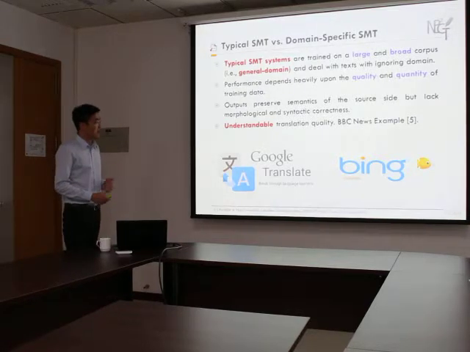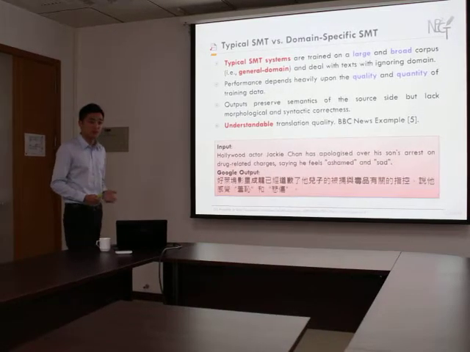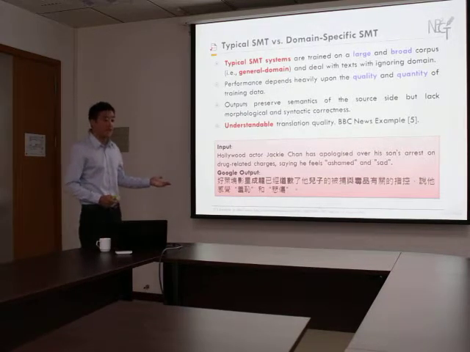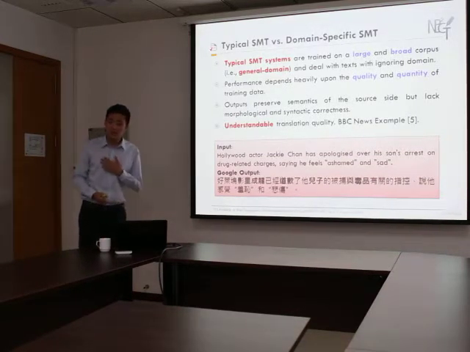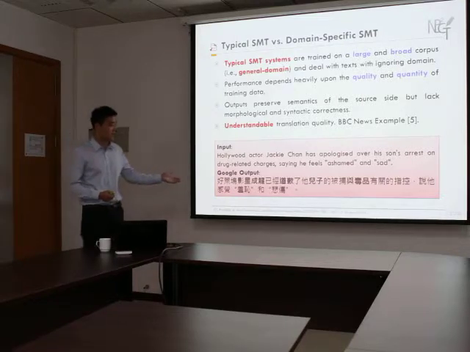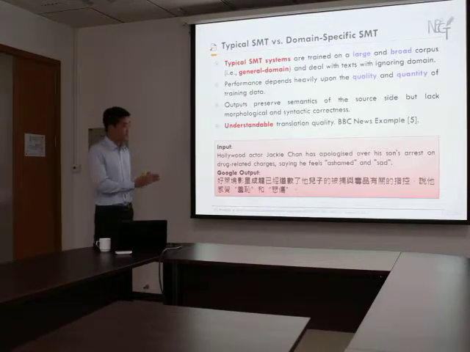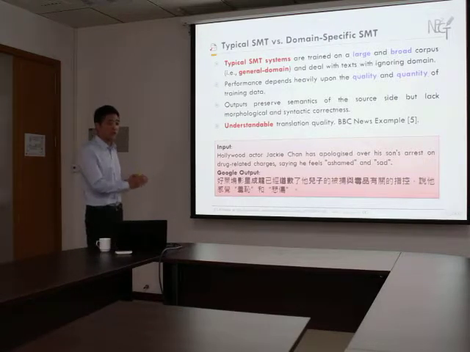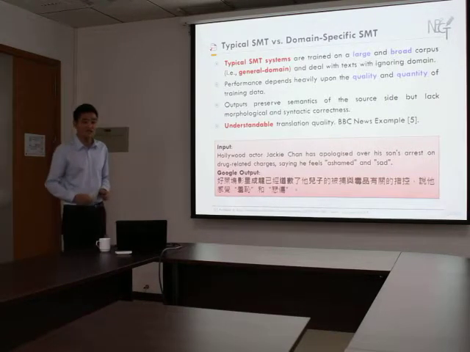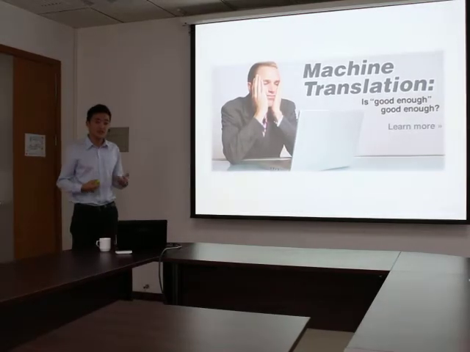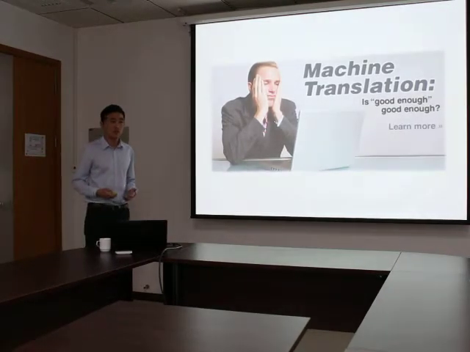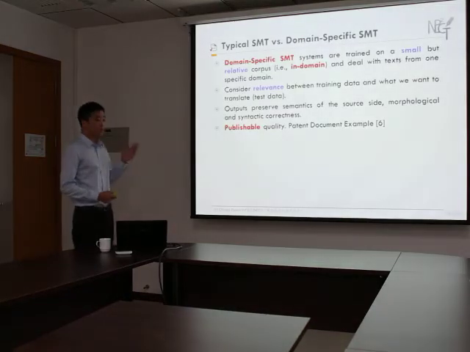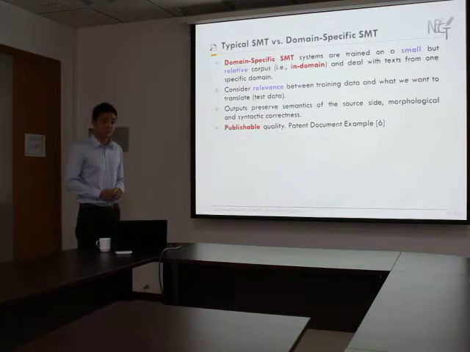For example, if I give Google Translate a BBC News sentence, we can get its Chinese translation. As native speakers, we all know this sentence is wrong, especially in its structure. However, we still know its general meaning. So I call it understandable translation quality. Now you will ask, is this translation good enough? Of course not. So people proposed domain-specific SMT systems.